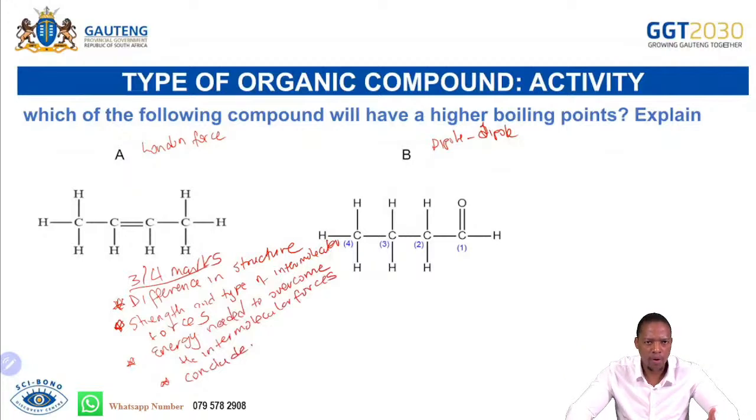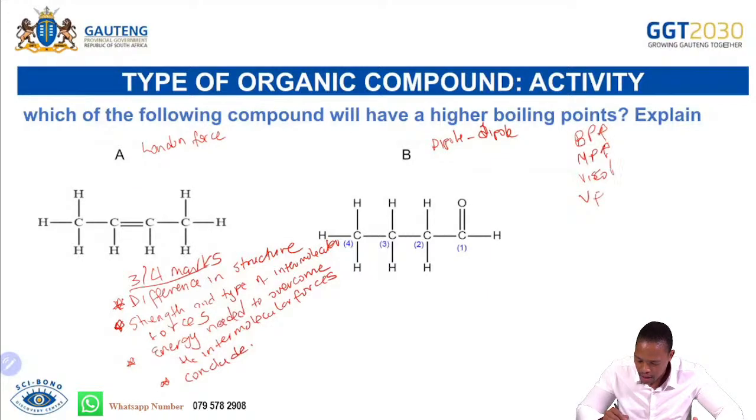The stronger the intermolecular forces, the higher the melting point. The stronger the intermolecular forces, the higher the viscosity, and the stronger the intermolecular forces, the lower the vapor pressure. Do you remember that? BP, MP, viscosity, VP. Higher this, lower this. Always keep it somewhere at the back of your brain. So I'll simply choose, I would say compound B has a higher boiling point.